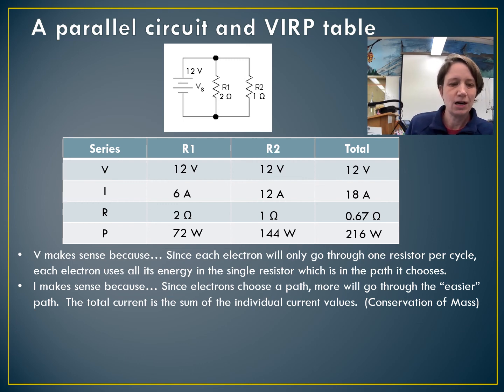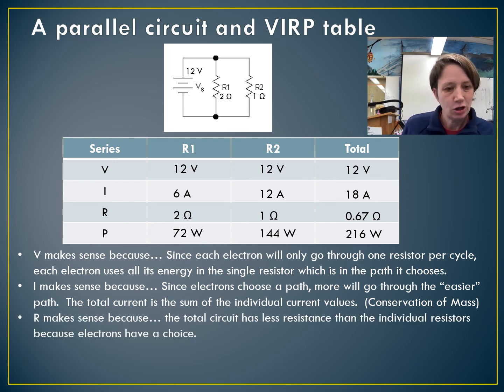So in this case, because there is a 1 ohm and a 2 ohm resistor, twice as many electrons are going to go through the 1 ohm resistor than the 2 ohm resistor, which is why the current is twice as high for the smaller resistor.